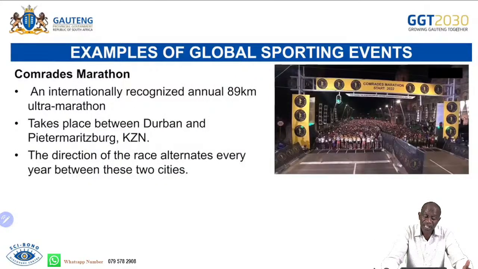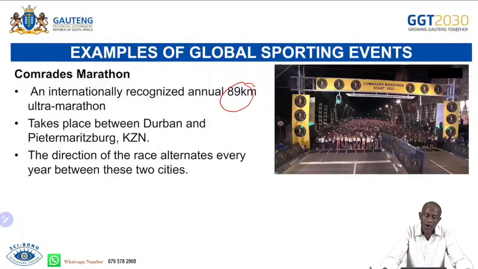Another example that we have is the Comrades Marathon. This is an internationally recognized annual 89-kilometer ultra marathon. So the distance of this event is 89 kilometers, and it happens in South Africa between the city of Durban and Pietermaritzburg in the province of KwaZulu-Natal.